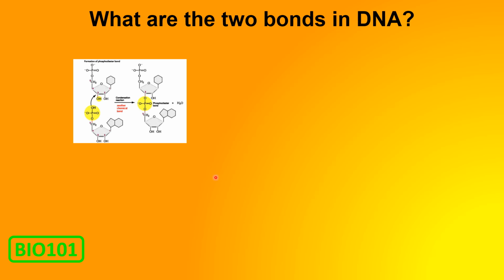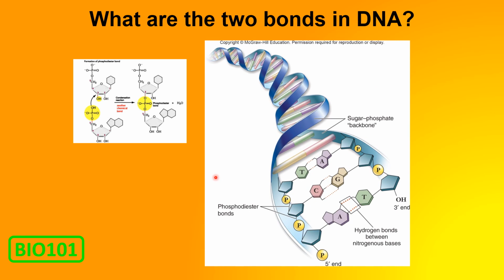Okay, 2 bonds in DNA. Look at there, I got a little animation going there. The 2 bonds in DNA. Well, first you have these phosphodiester bonds linking the nucleotides together. You see them in P there. And then remember, between the nitrogenous bases, you have hydrogen bonds. These phosphodiester bonds are very, very strong. These hydrogen bonds are quite weak. But in the case of DNA, you're talking about millions of them, potentially.